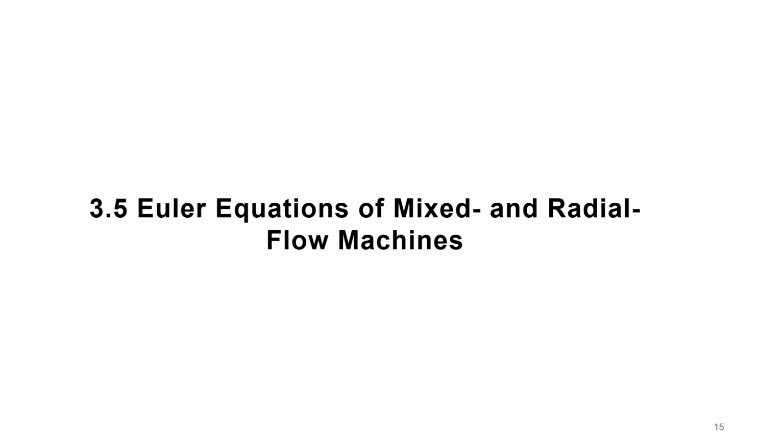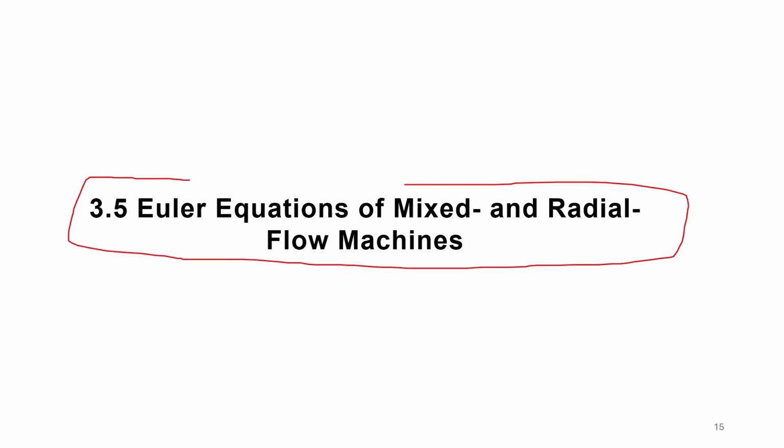To Euler equation of mixed and radial flow machines. Now we have talked, in the previous slides, about the general Euler equation of a rotor, for a turbomachinery rotor, and then we have talked about the Euler equation of axial flow machine. And right now I would like to talk about the Euler equation of mixed and radial flow machines.